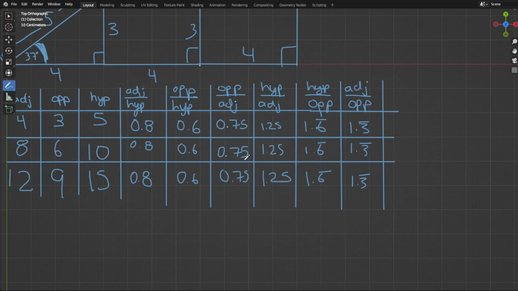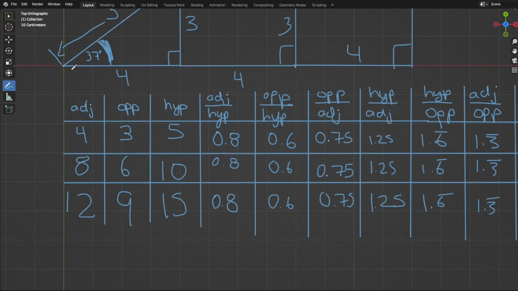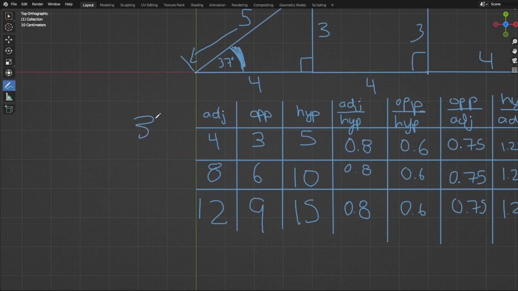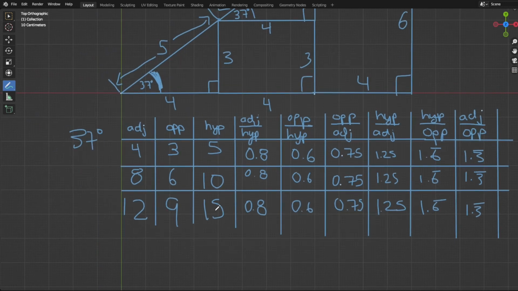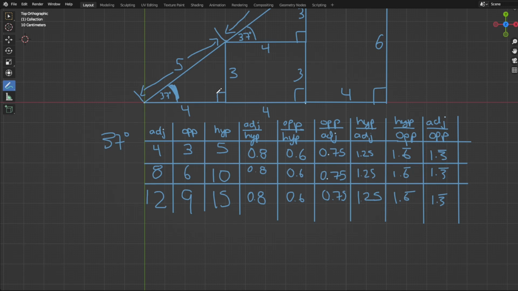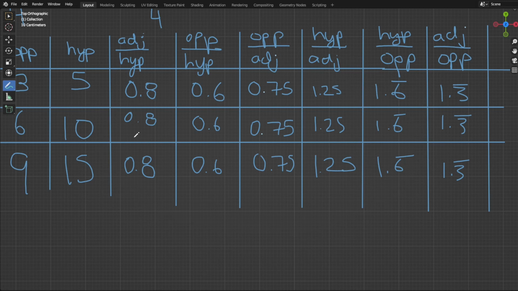So it's something like that. I think the most important thing to realize is that this is all for the angle of 37 degrees, this specific table. And it's always specific to the right angle triangle. If you notice, these values are always the same: 0.8s, 0.6s, 0.75s. You go along the columns and the ratios always are something like this. And this is the relationship between different sized triangles.